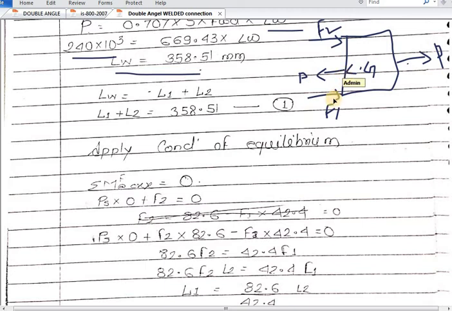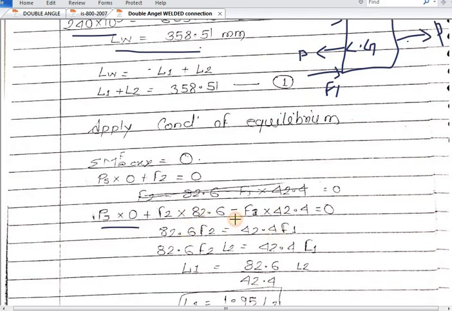F1 is anti-clockwise, so minus F1 into the distance of Cxx, which has been given as 42.4, so F1 into 42.4, it is minus. Why? Because anti-clockwise. F2 about Cg is clockwise, so F2 into 82.6. How has it been calculated? 125 minus 42.4. I have shown you in the previous page, so 82.6.